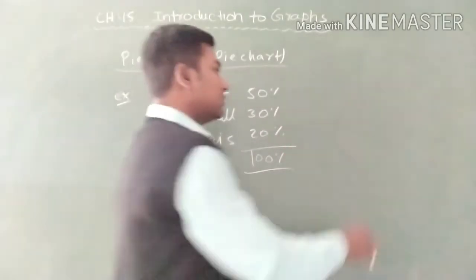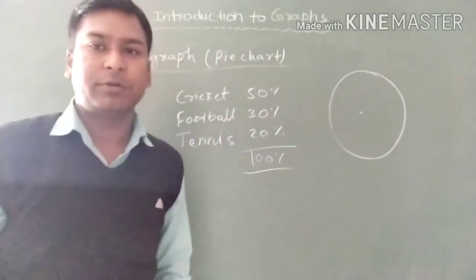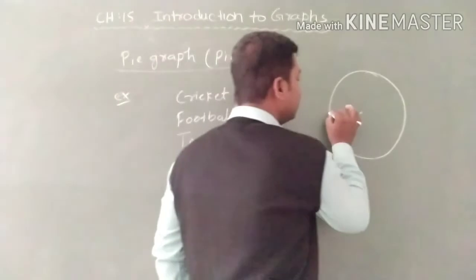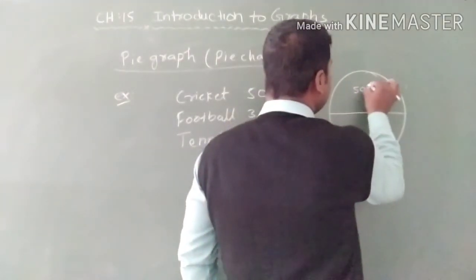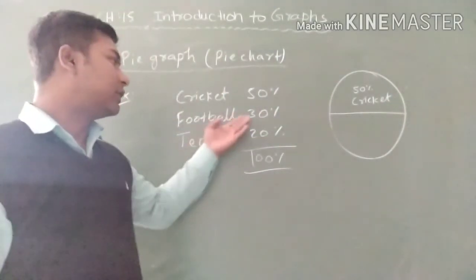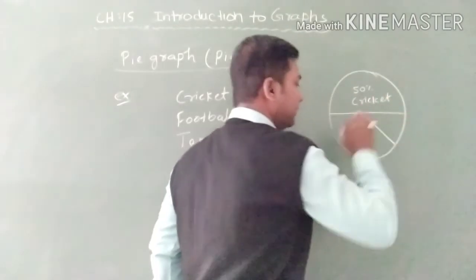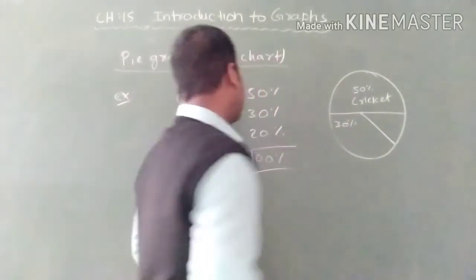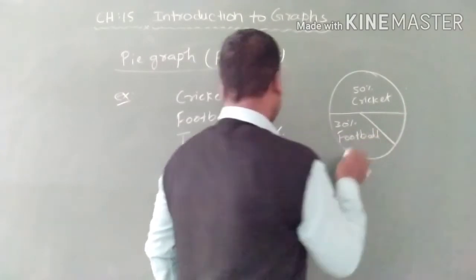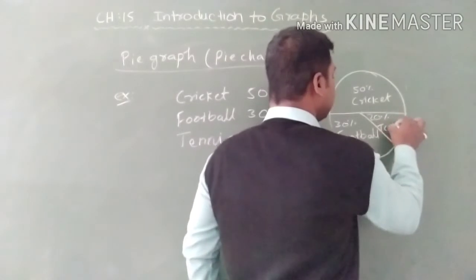So what we have to do, just draw a circle, and this is the whole, and we have to divide it into 3 parts, that is 50%, 30%, 20%. So the half of the whole will be 50%, so this is cricket. Now 30% football, so the other half is divided into 30% and 20%. So this is 30%, and this is football. Now what is 20%? Tennis, so this is 20%, this is tennis.